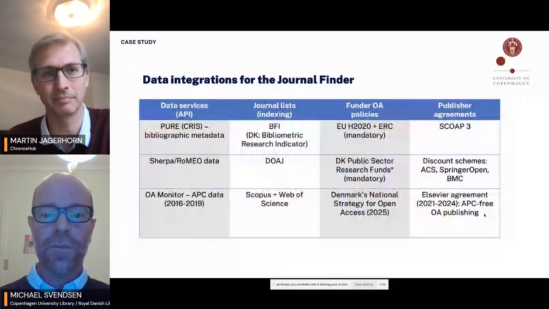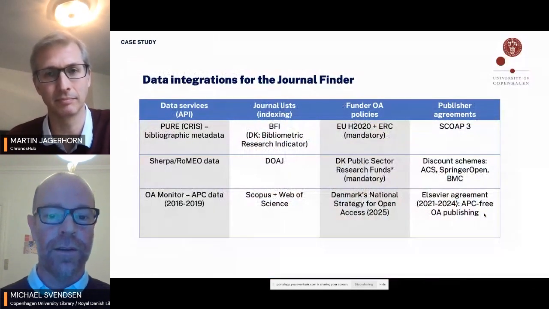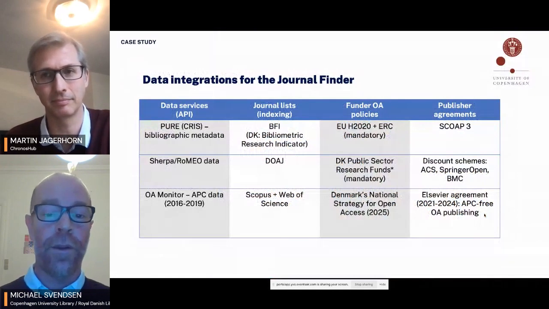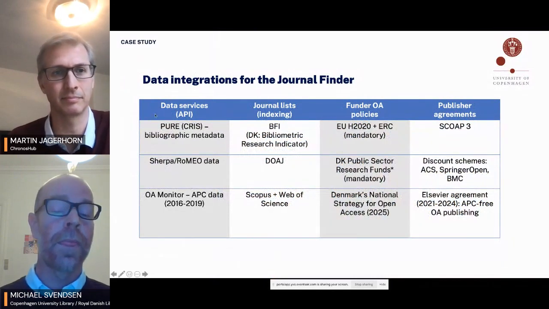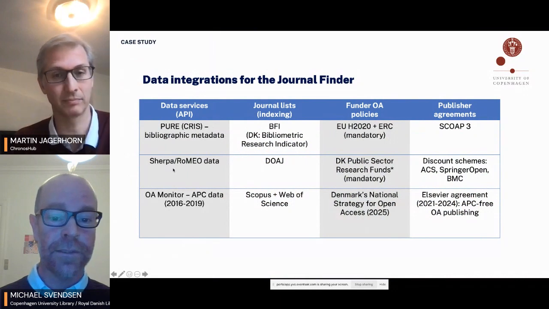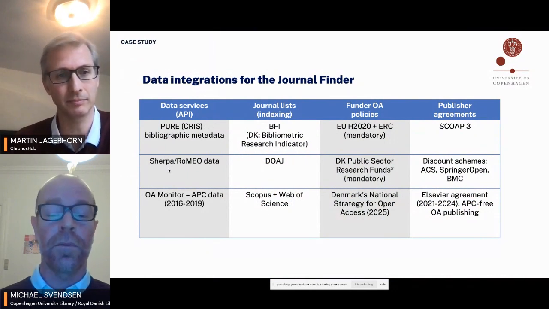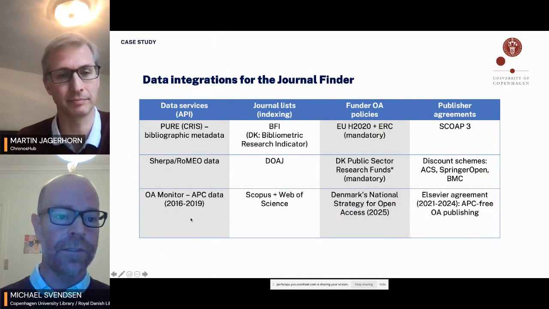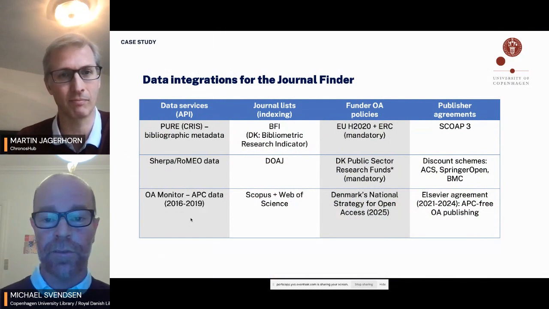So some of the data points we have integrated into the journal finder fall into 4 areas, we can say. So we do look into other data services. We have pulled in data from the API in Pure CRIS. So we have the bibliographic metadata on existing publications that we have in our CRIS system. In Chronosub we have integrated version 2 of the Sherpa Romeo database, which is very important for publishers' policies around especially green open access. And we did a pilot project a couple of years ago where we monitored APC data at Danish institutions and specifically University of Copenhagen. So we already have some APC data that we would like to have in the system as well.